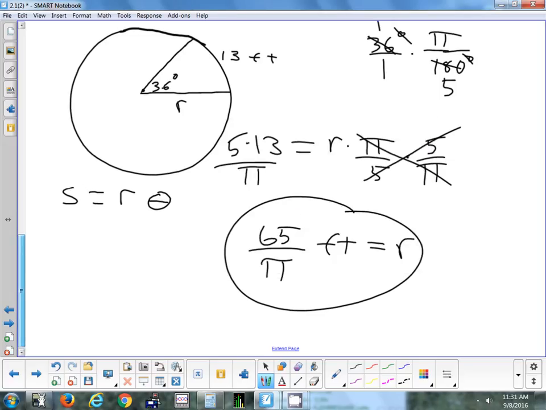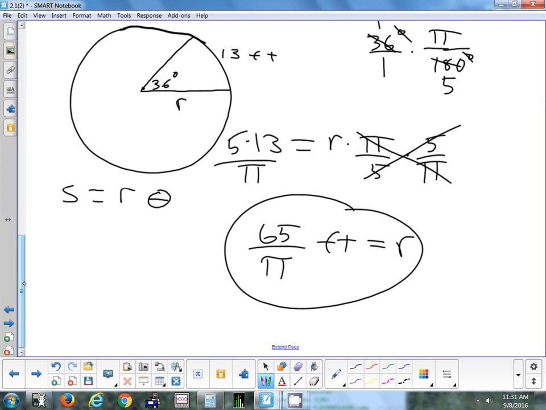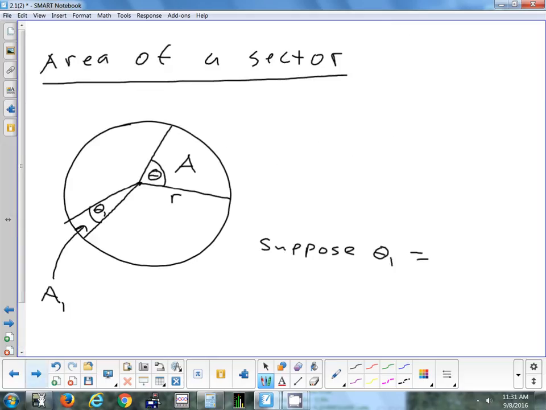Okay, on the test, it'll always say in the directions, either leave it exact or write it as a decimal. Okay, so any questions on that? It's pretty much every type of problem you could have with arc length, solving for each thing. All right, last formula we're going to look at is area of a sector.